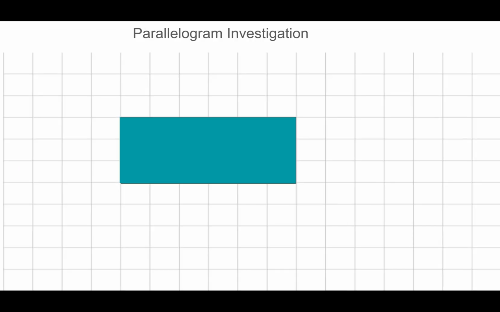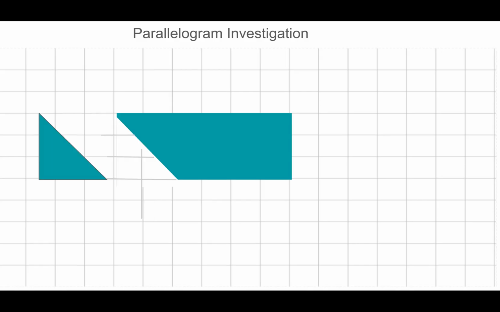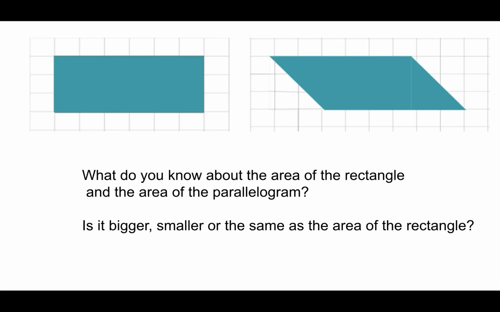Now let's look at this. We have a rectangle, and I'm going to cut off a diagonal of it. So I'm making a right triangle, and I'm going to move it to the other side. So that's what a parallelogram looks like. So what do you know about the area of a rectangle and the area of the parallelogram? This is the one I started out with, and then I cut off that corner and moved it to the other side. So what do you think when you compare this rectangle to the parallelogram? Is the area bigger? Is it smaller? Or would it be the same as the area of the rectangle? You might want to pause the video here and think about this.